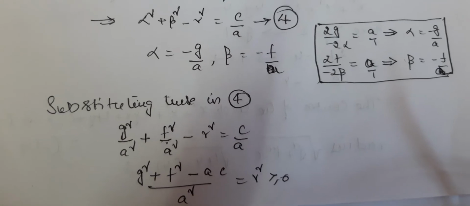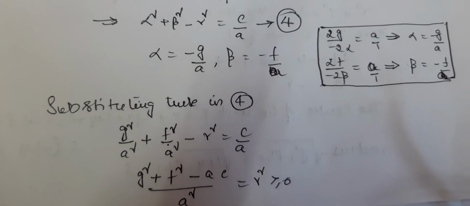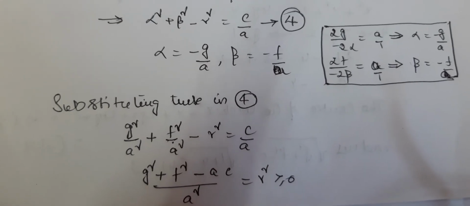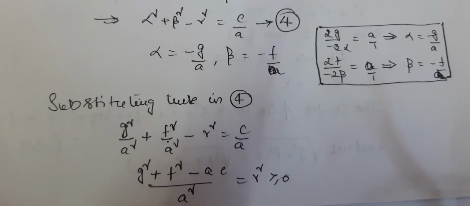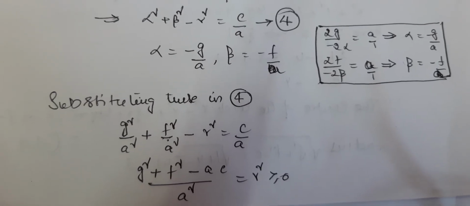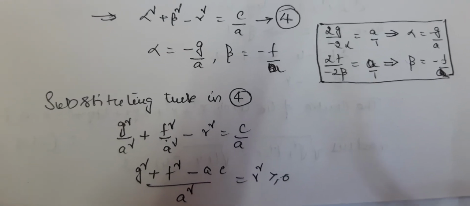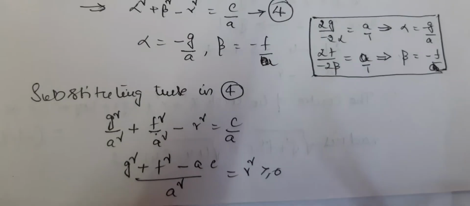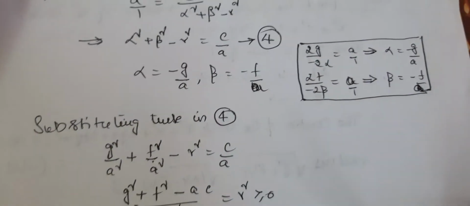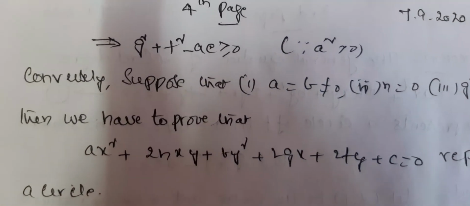And by taking, we will send that minus r square to the right side, and we get c by a to the left side. So we will get the LCM as a square. So this equation becomes g square plus f square minus ac by a square is equal to r square. Since r square is a square of r, the value will always be greater than or equal to 0. So this implies g square plus f square minus ac is greater than or equal to 0.